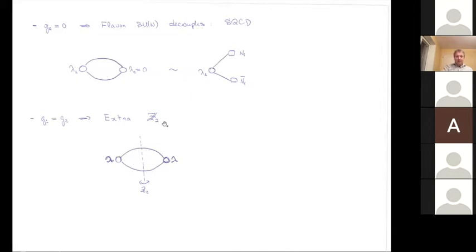On the other hand, when we set the couplings equal to one another, the theory has an extra Z2 symmetry, because then we can simply interchange the two gauge factors. They act absolutely symmetrically on the matter fields. So there is complete symmetry between flavor and color at this special point. In fact, this point corresponds to the orbifold of N equal 4 super Yang-Mills.